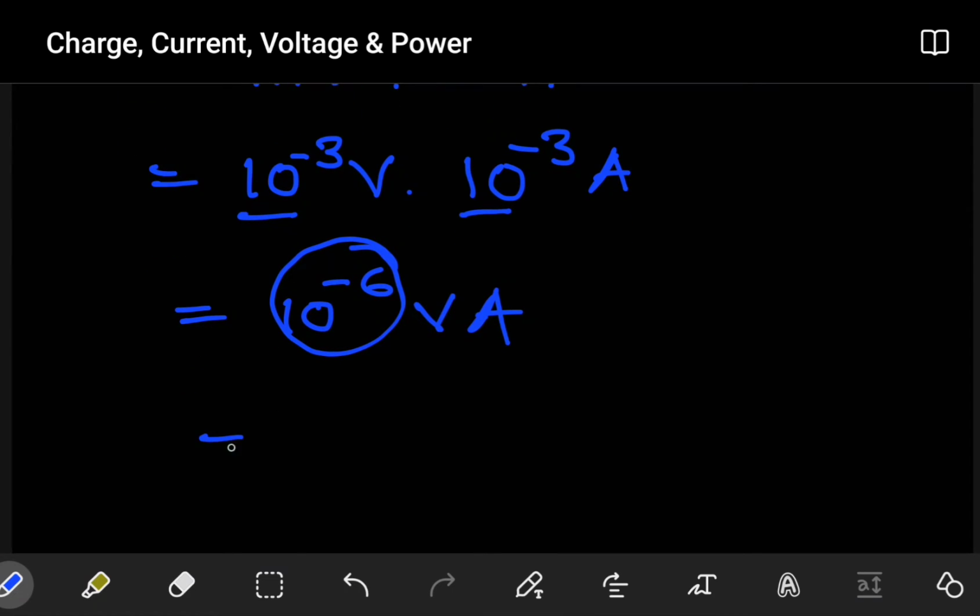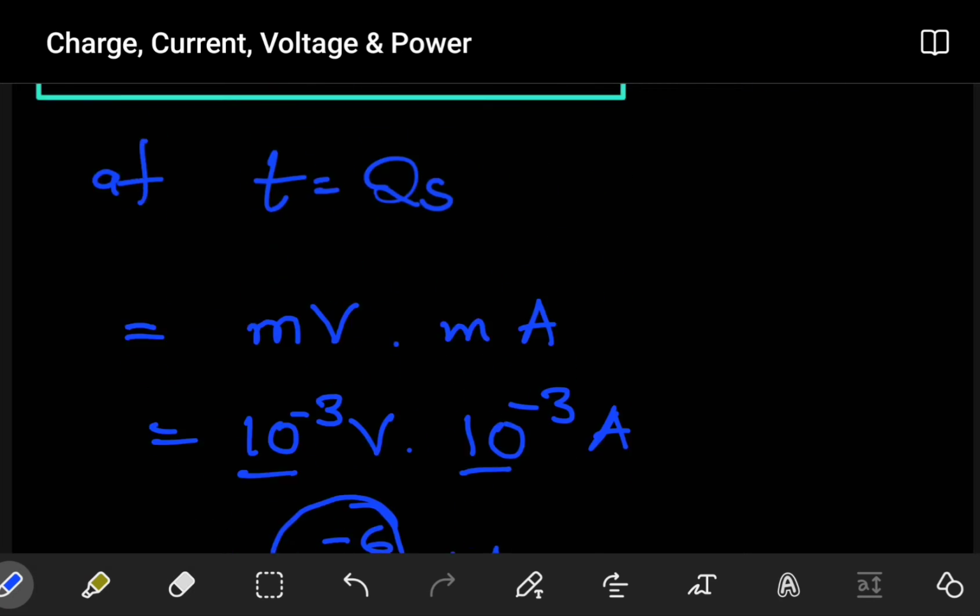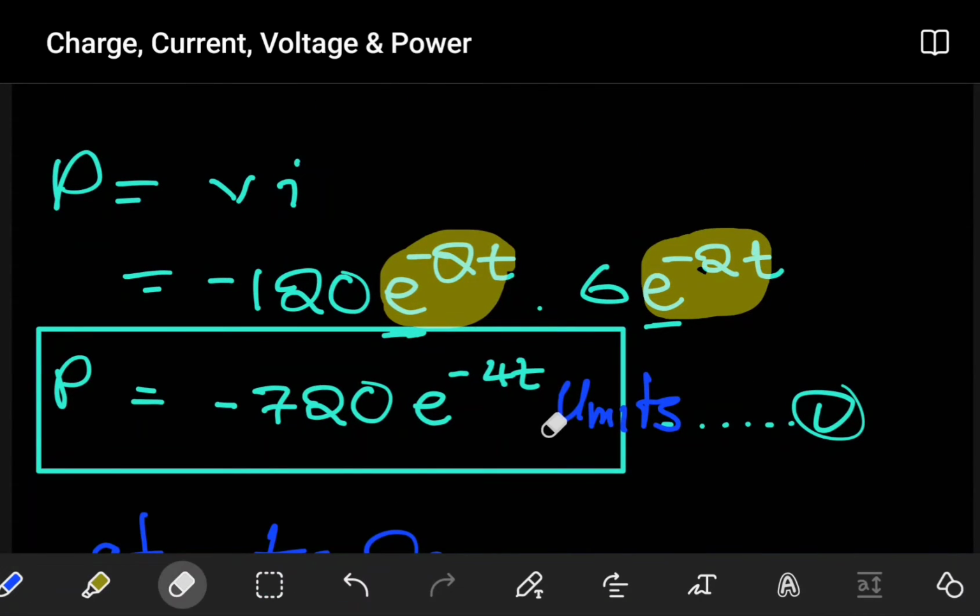And power comes with the watts. The 10 to the power minus 6, we know this is just a micro. So this becomes the microwatt. So this becomes the unit that this expression is going to have here, microwatts.